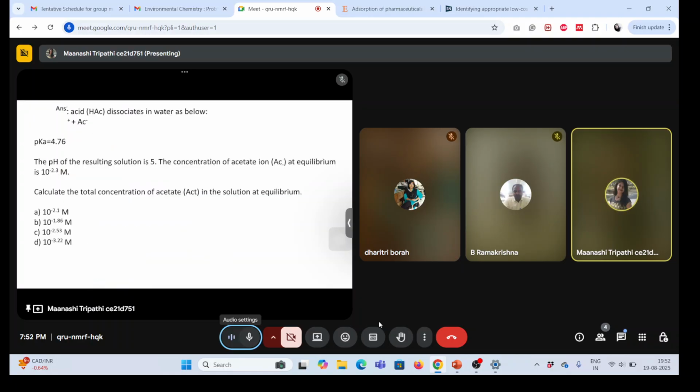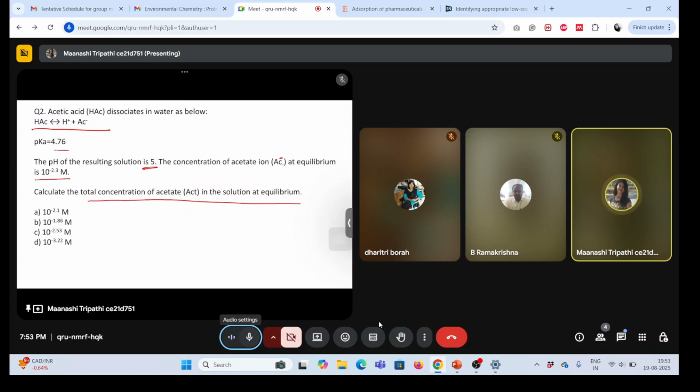Coming to the next question. Here we are talking about acetic acid. Similar kind of question is there. pKa we have been given. The pH of the resulting solution is 5. We know the resulting solution pH. The concentration of acetate ion at equilibrium is 10 raised to power minus 2.3. Calculate the total concentration of acetate. Here we want to know the total concentration of acetate, not acetic acid.